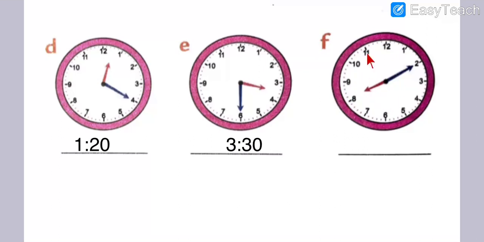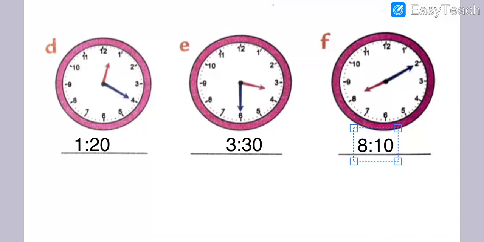So the hour hand is on 8 and the minute hand is on 2. And 2 shows 10. So what is the time, my dear students? 8 o'clock and 10 minutes. Okay, 8 o'clock and 10 minutes, my dear students.